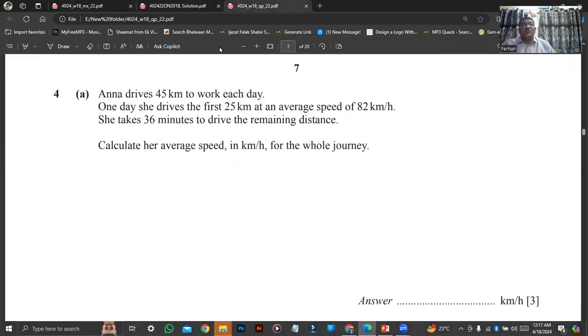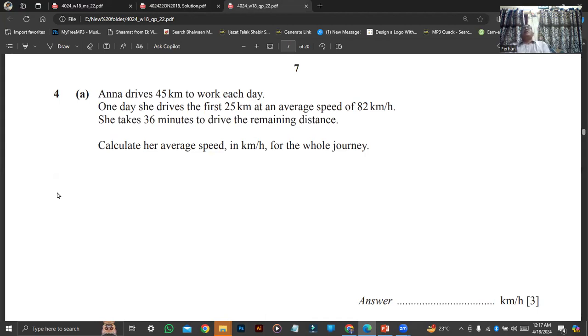Now we are on question number 4. It's a part. He says Anna drives 45 kilometers to work each day. One day she drives the first 25 kilometers at an average speed of 82 kilometers per hour. She takes 36 minutes to drive the remaining distance. Calculate her average speed in kilometers per hour for the whole journey.